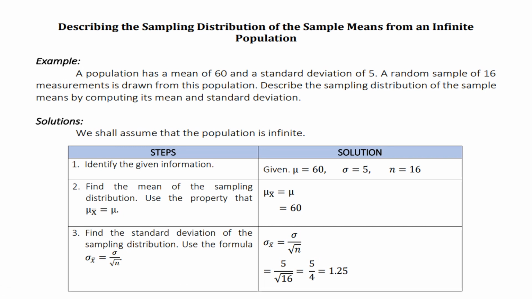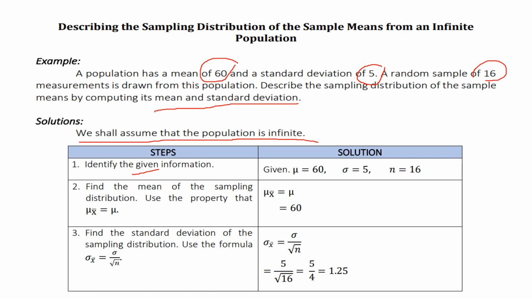Now, let's deal with describing the sampling distribution of the sample means from an infinite population. So our example problem: our population has a mean of 60 and a standard deviation of 5. A random sample of 16 measurements is drawn from this population. Describe the sampling distribution of the sample means by computing its mean and standard deviation. So we're asked to compute the value of the mean and standard deviation. For the solution, we shall assume that the population is infinite. So there are 3 steps here.